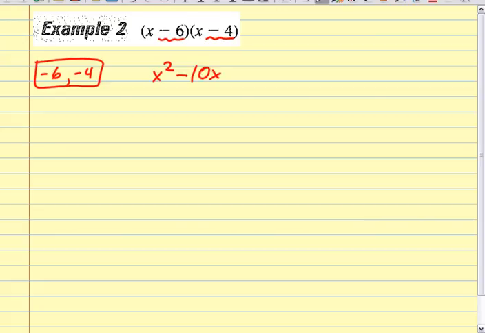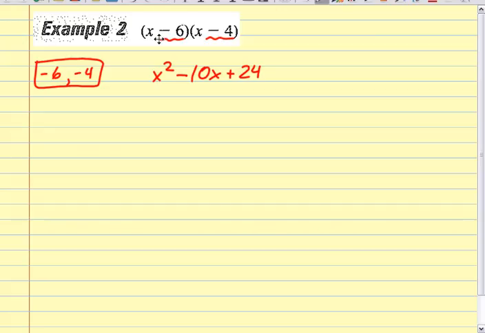10x. Good. We add the two numbers. That's what gives us the middle. What do we get in the back? Not -24. When I multiply a negative times a negative, I get positive 24. So what that means is sometimes the two numbers have to be negative. Well, that's interesting.